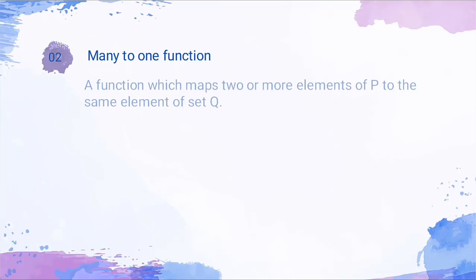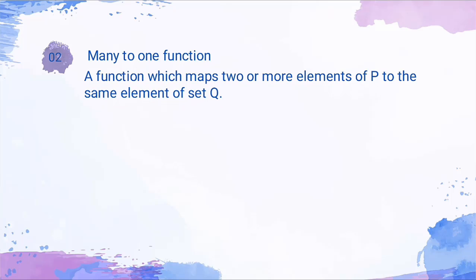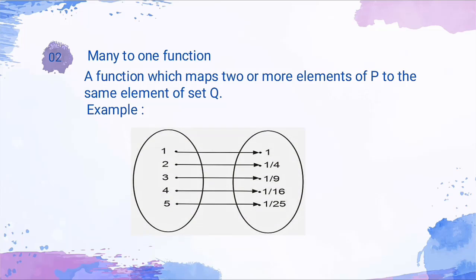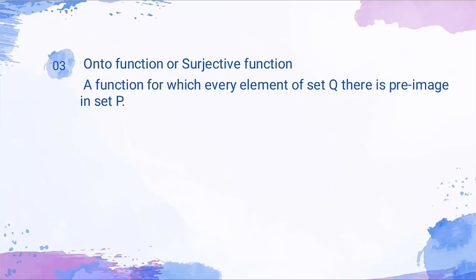Number 2, many-to-one function. A function which maps two or more elements of P to the same element of set Q. Example: 1 maps to minus 1, and so on, as can be seen on the screen. For the last, onto function or surjective function. A function for which for every element of set Q there is a pre-image in set P. Example can be seen on the screen.